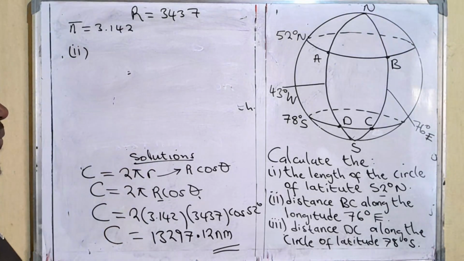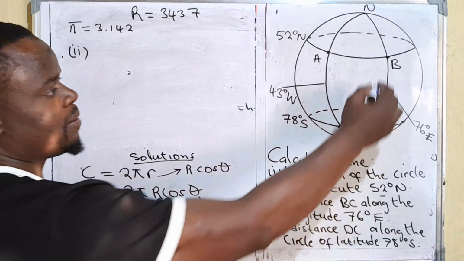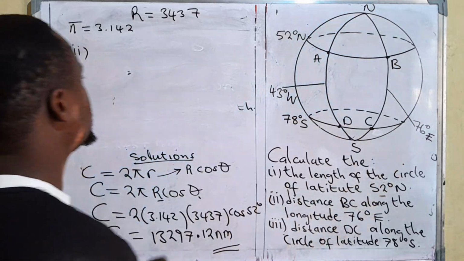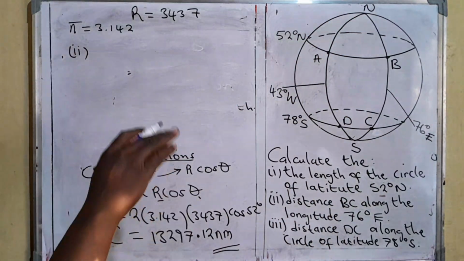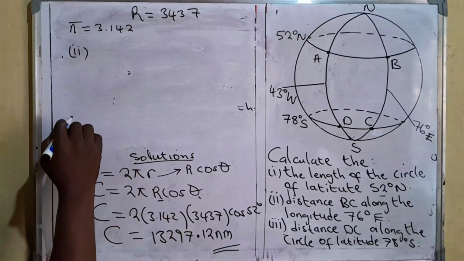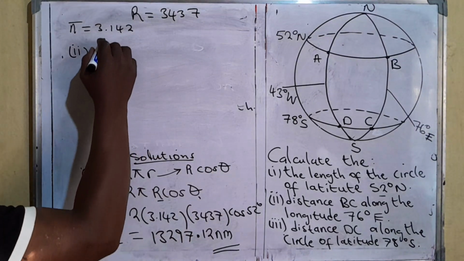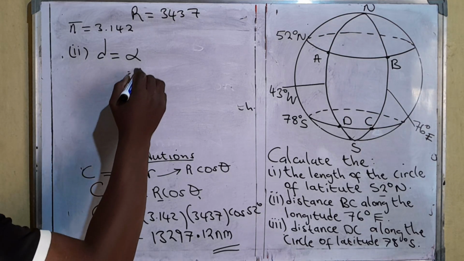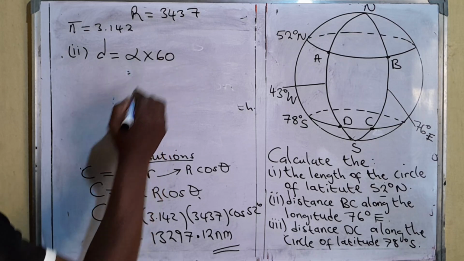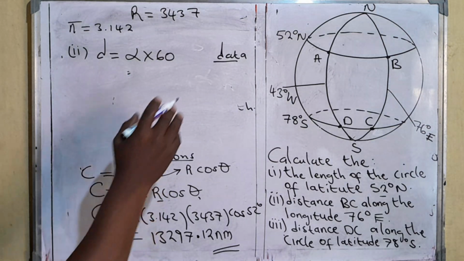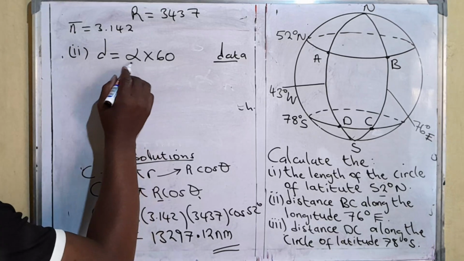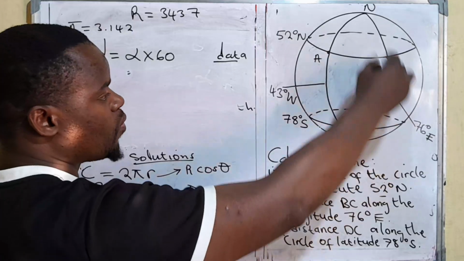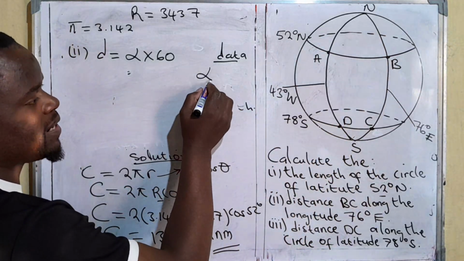Question 2. They're saying calculate the distance BC. So we are calculating distance along the longitude. How do we find the distance along a longitude? You make use of this formula: distance is given by difference in latitudes times 60. Let's now collect the data. We need to find the difference in latitude, since we are calculating distance along the longitude.